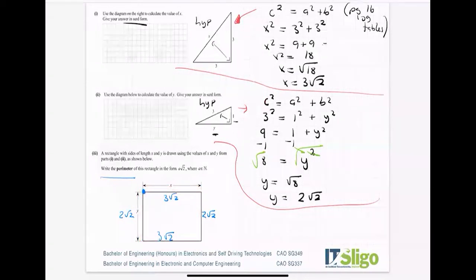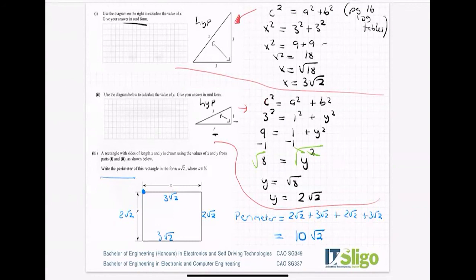Okay, so the perimeter is equal to 2 root 2 plus 3 root 2 plus 2 root 2 plus 3 root 2. Okay, when you're adding these up, it's just a case of how many root 2s you have. You can, of course, put it into the calculator, but how many root 2s do you have? So I have 2 of them plus 3 of them is 5, and 2 more, 7, and 3 more, 10. So 10 root 2.